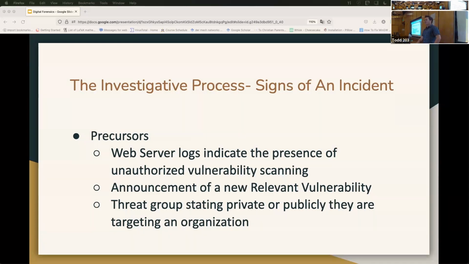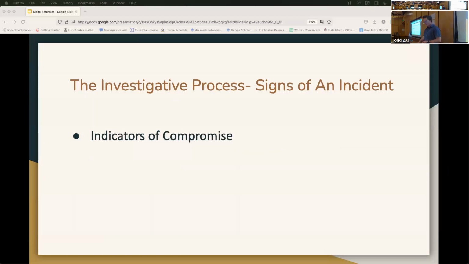Or, a threat group actually coming in and saying, hey, we're going to attack you and try to steal all of your data. Those are all precursors to an incident, hints that an incident could be coming or could have been coming that nobody paid attention to.